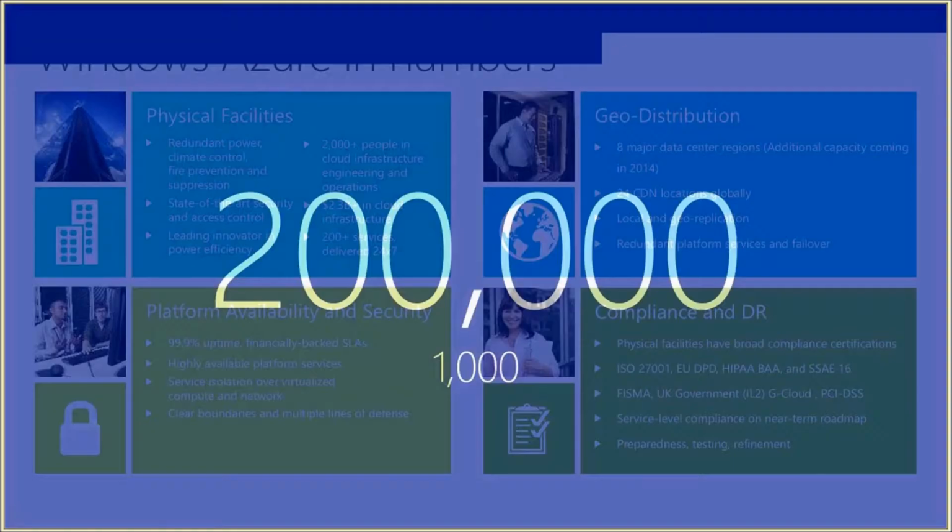So I've got some large figures up there. What does that mean? Well, the 200,000 is the amount of registered customers that Azure had as of December last year. And the 1,000 is the amount of customers that are signing up to Azure on a daily basis. So there's a heavy adoption of users, which have accelerated when Microsoft released infrastructure as a service.